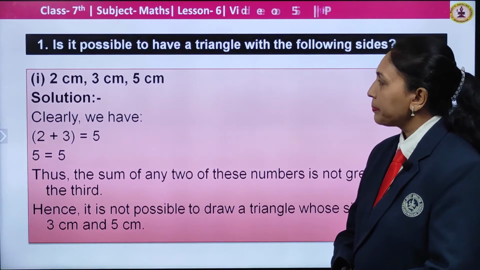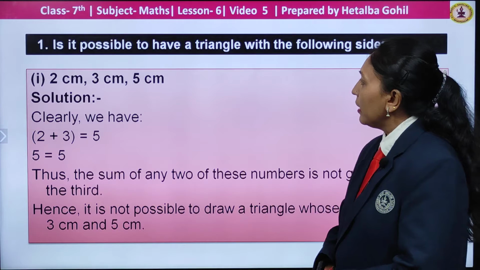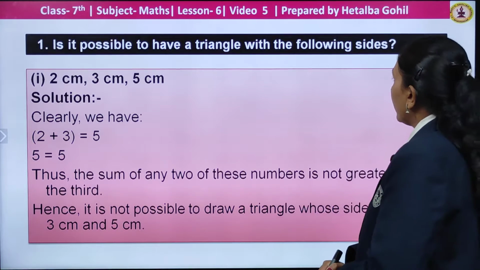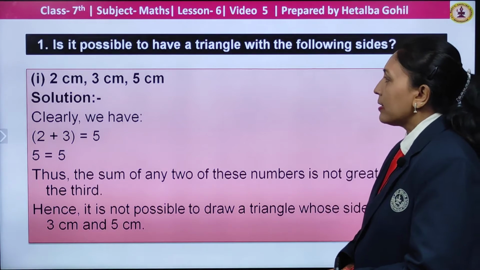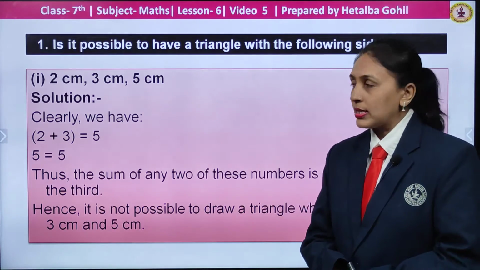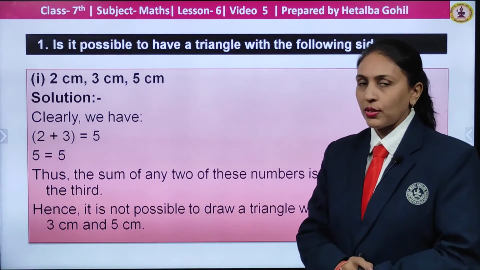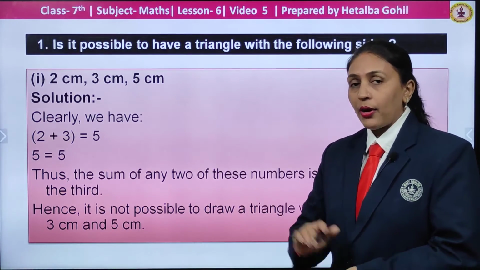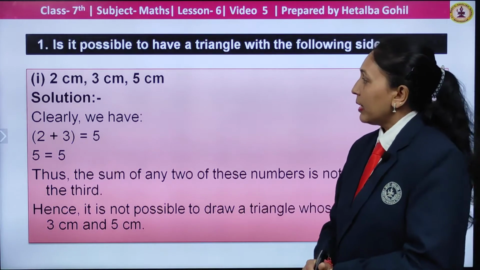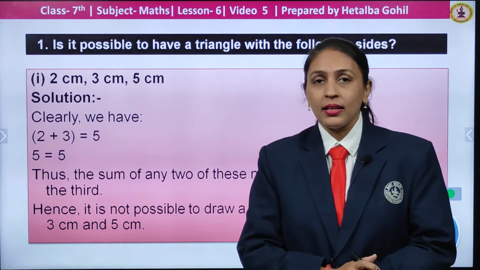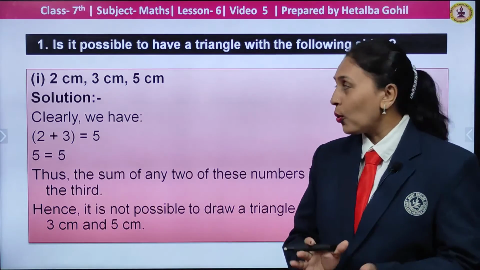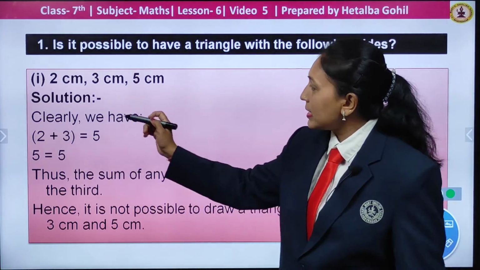Question number 1. Is it possible to have a triangle with the following sides? Children, here it is asked to us, these are the three different measures of the triangle. Then according to the property, can this triangle be possible or not? Now let us start.